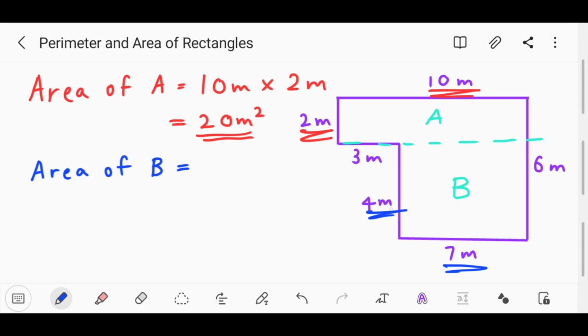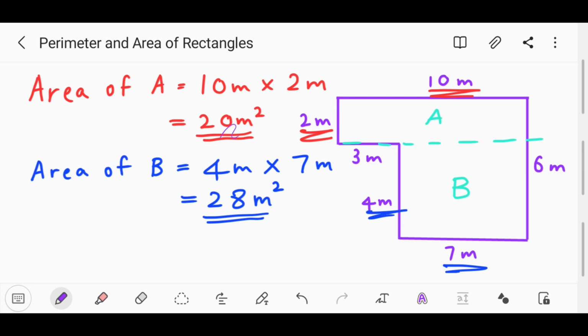Now why do we select 4 as the breadth and not 6? As you can see, 6 meters represents this entire length, but B is not that long. B is cut off over here, so the breadth of B is just 4 meters. When we multiply 4 meters by 7 meters, we get an answer of 28 meters square.